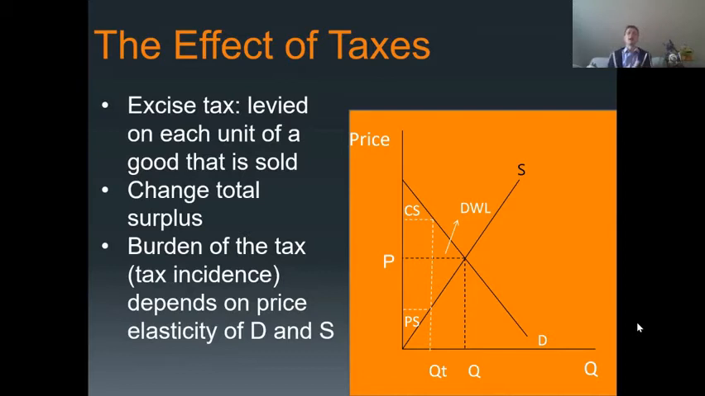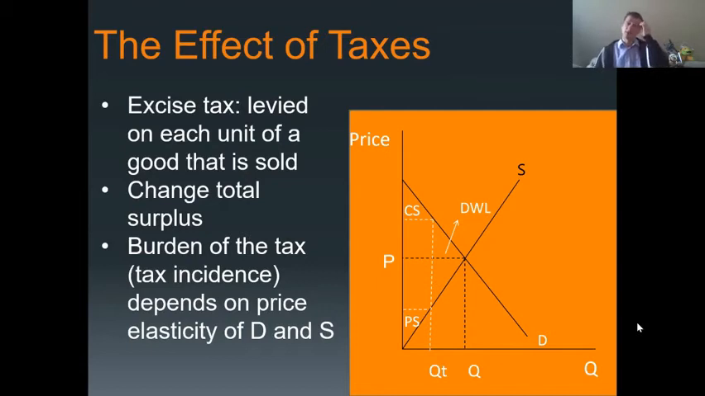Now, when you're looking at the effect on the market, we're going to put aside income taxes for a second and just take a look at what's called an excise tax. This is a tax levied on each unit of a good that is sold. So it's almost like a sales tax, but it could be done before it gets to you, if you want to think of it that way. So it's before it gets sold to you as the consumer. So what happens here is there is a change in total surplus, and there is going to be a way to demonstrate tax incidence.